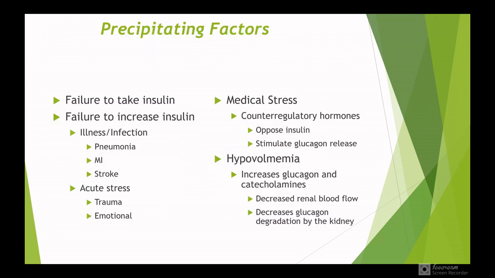So let's start. Before talking about diabetic ketoacidosis, let's discuss the factors that precipitate it. It can be failure to take insulin, or failure to increase insulin during illness like pneumonia, myocardial infarction, stroke, or acute stress like trauma, emotional and medical stress, which counter-regulate hormones, oppose insulin, and stimulate glucagon release. Hypovolemia also sometimes leads to diabetic ketoacidosis, with increased glucagon and catecholamines, decreased renal blood flow, and decreased glucagon degradation by the kidney.